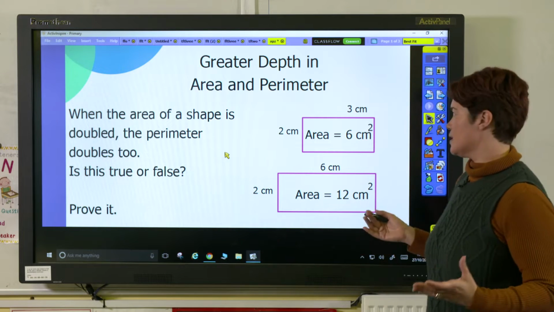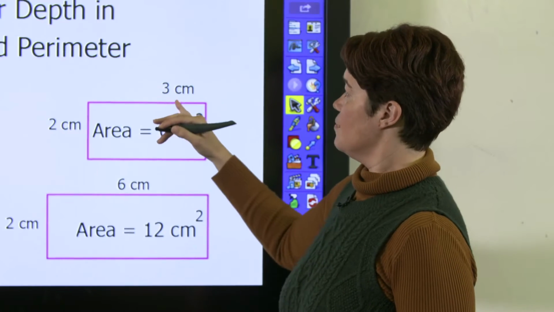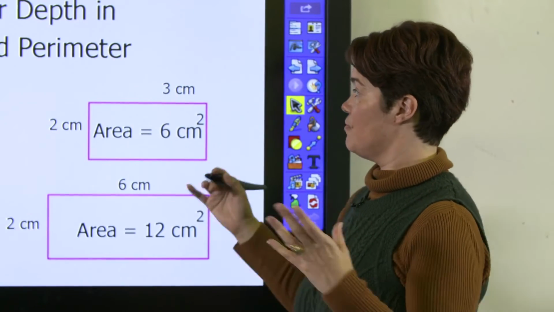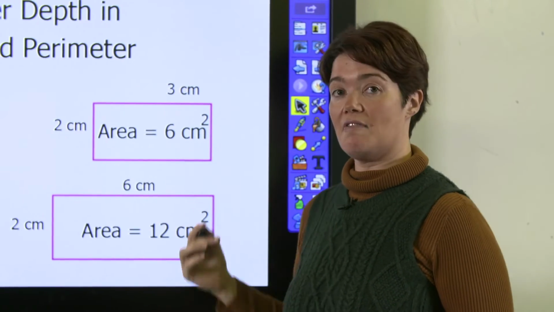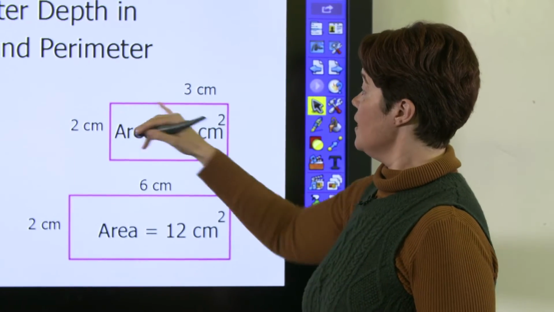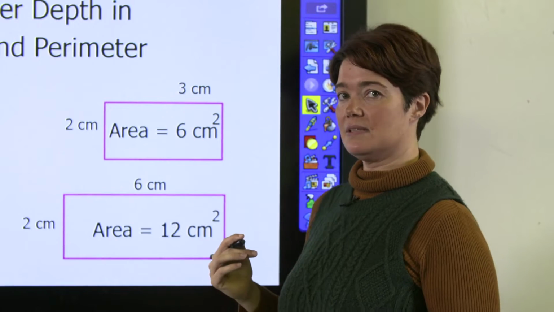So I've just picked two rectangles. The first one had an area of 6 centimetres squared, 3 centimetres by 2 centimetres. A good opportunity to remind pupils: perimeter, the distance all the way around; area, multiplying the length by the width. So here we can see the area is 6, but our perimeter is 10 centimetres.